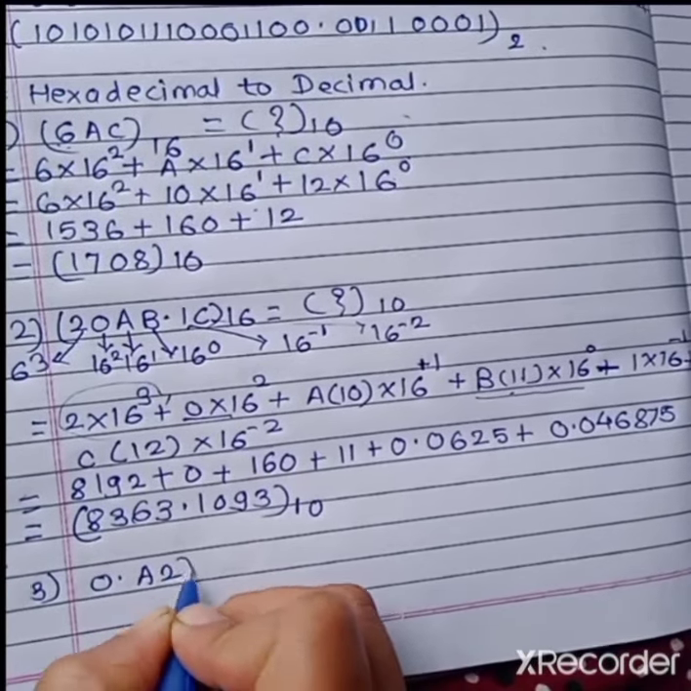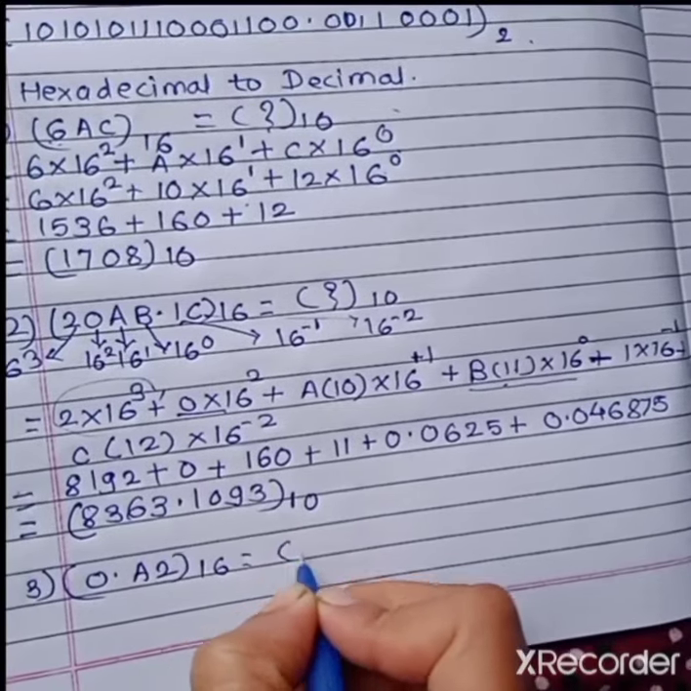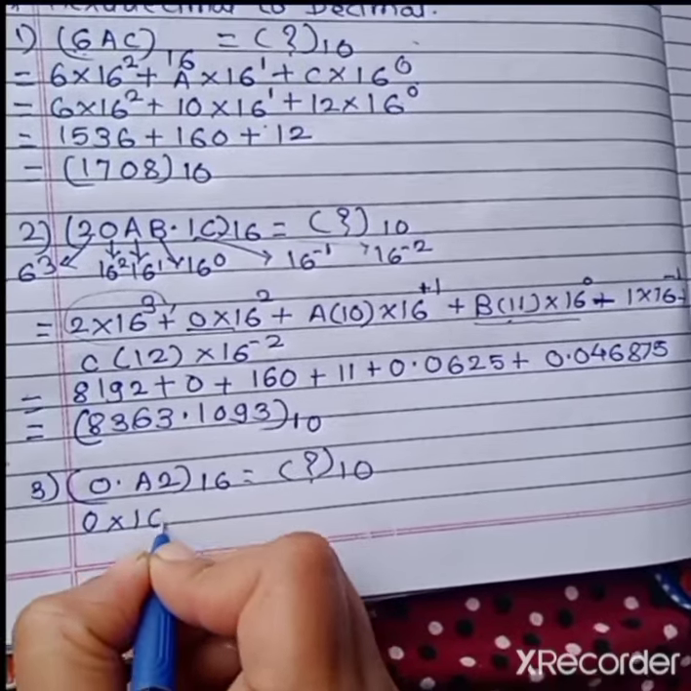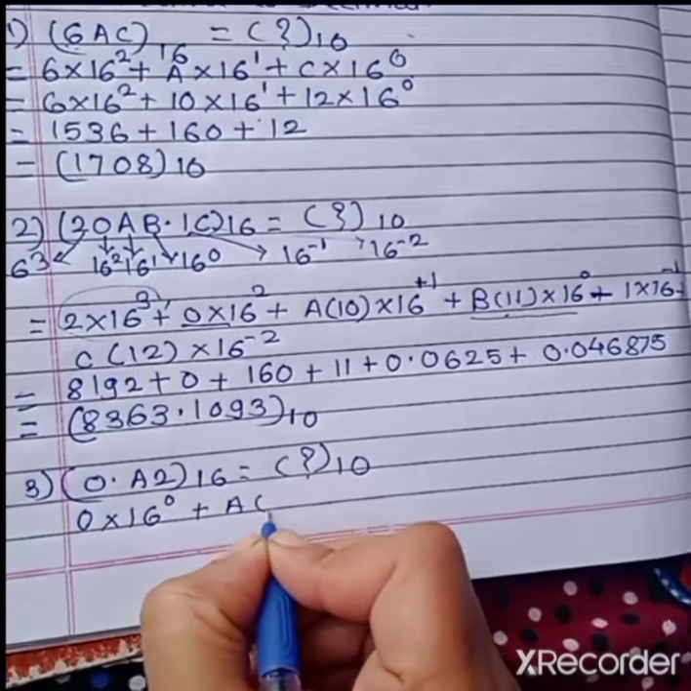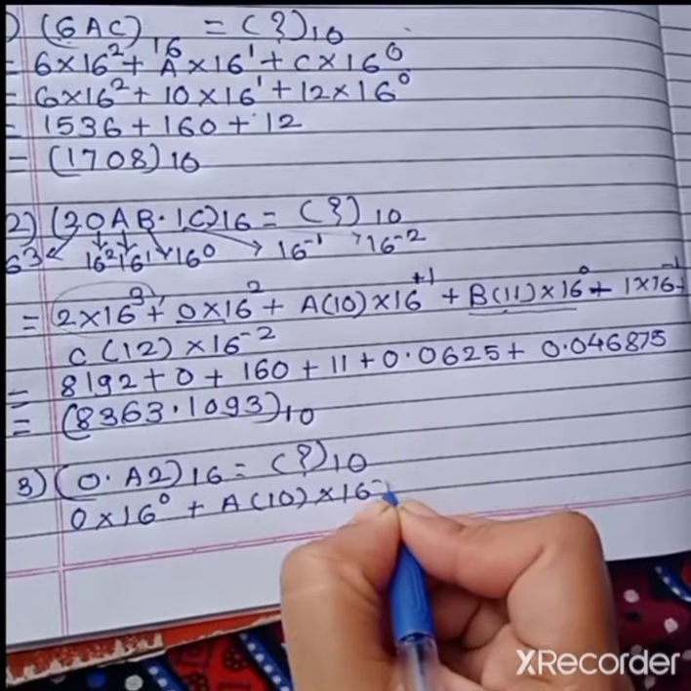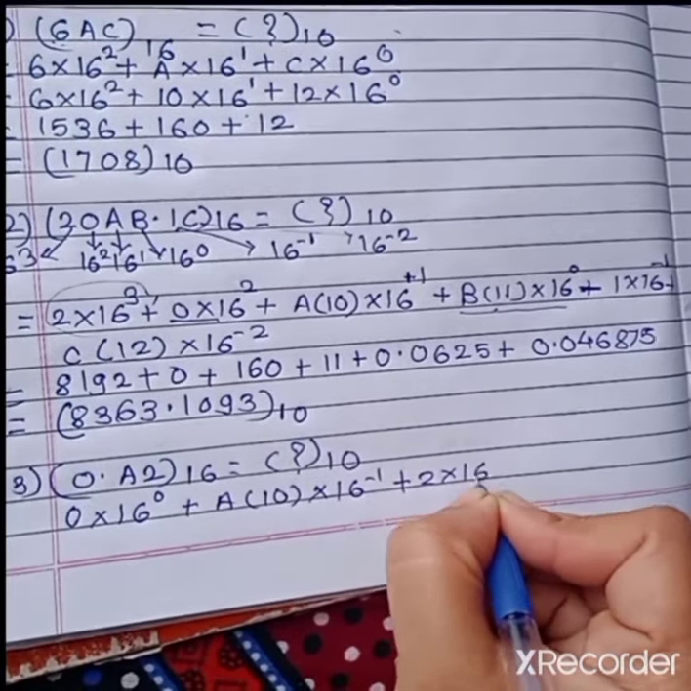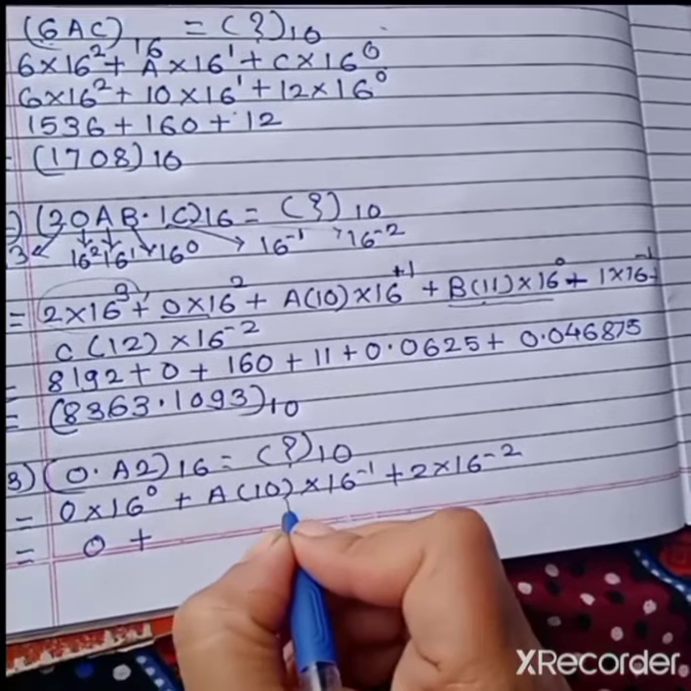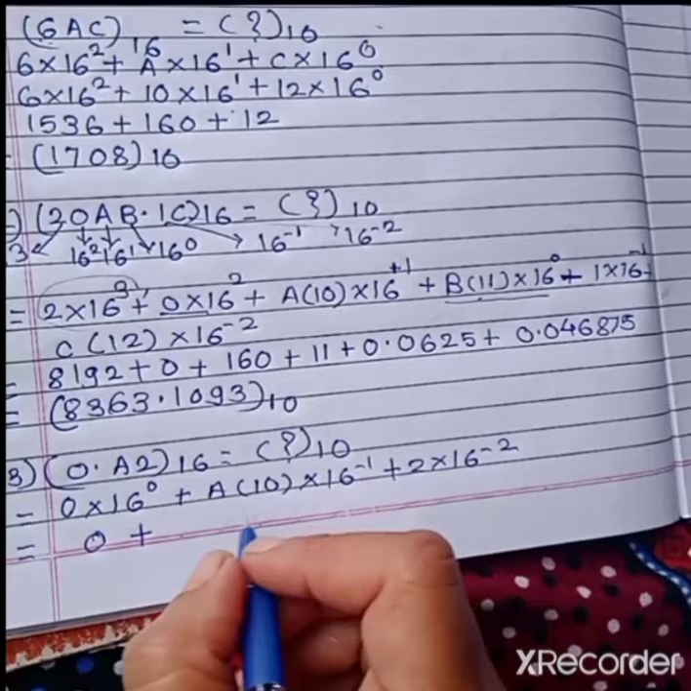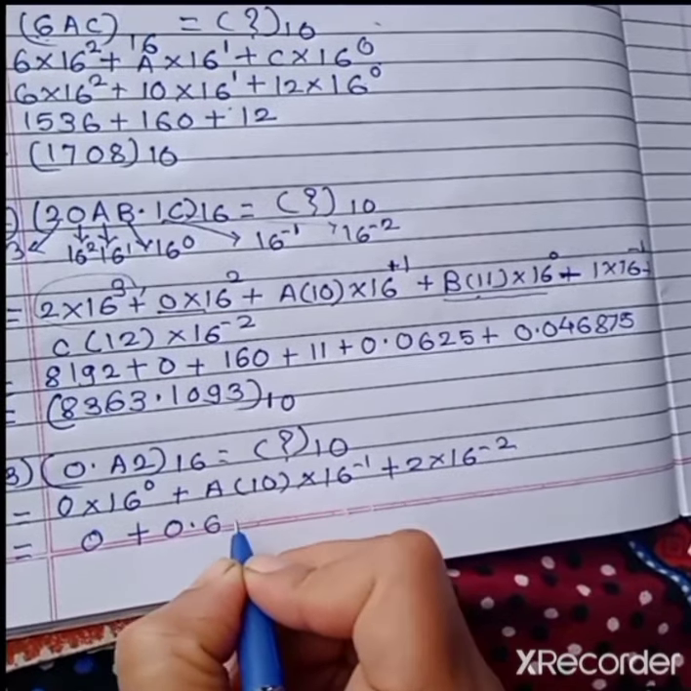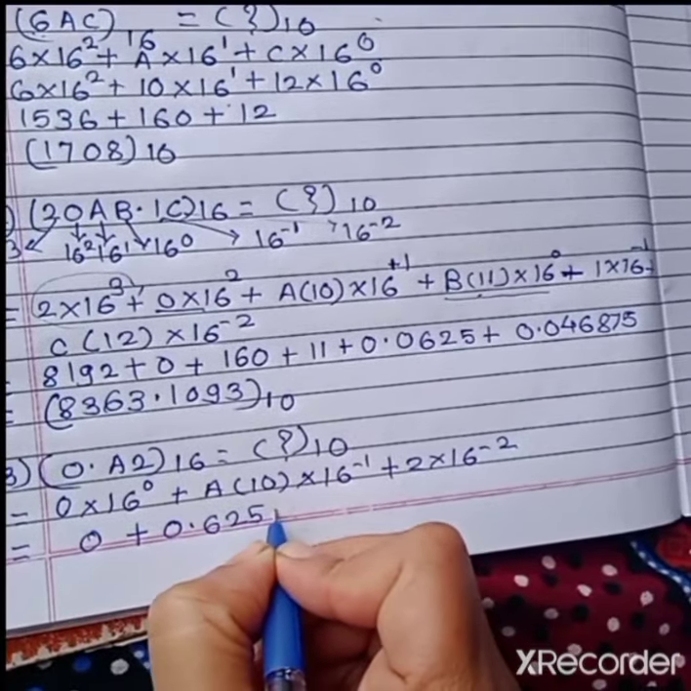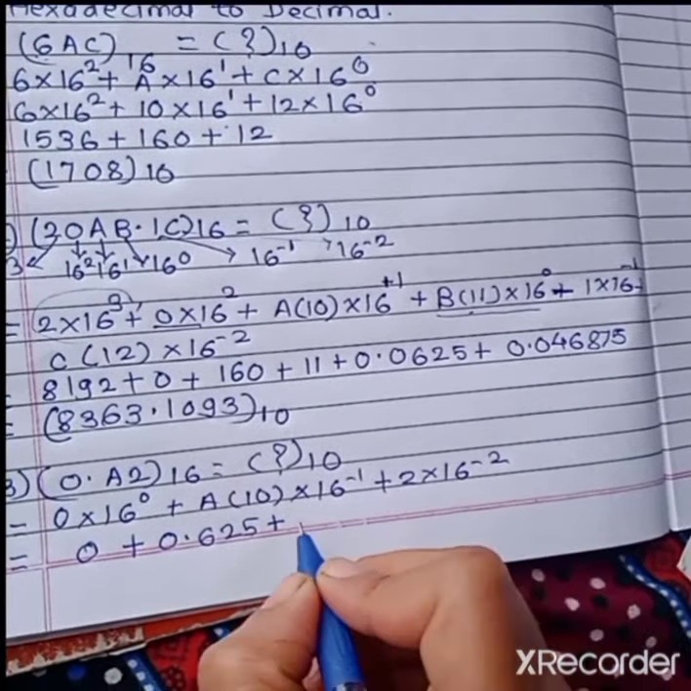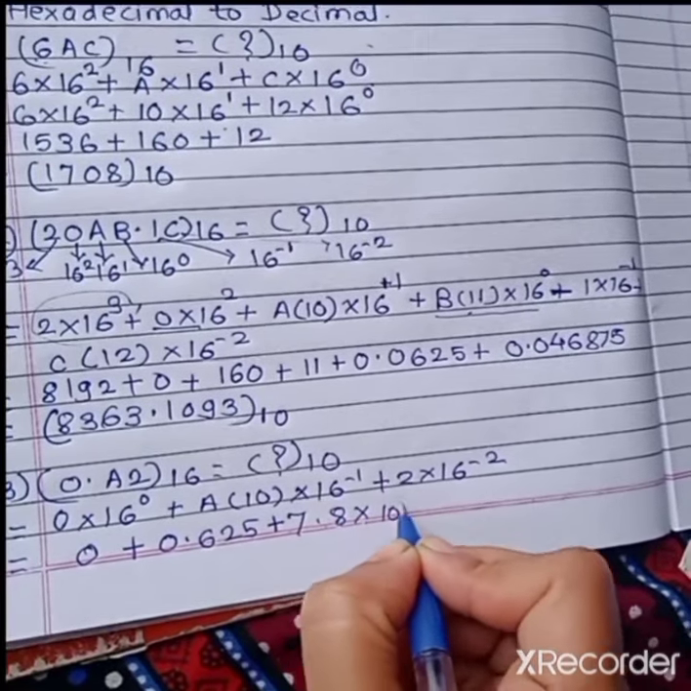0.82 to the base 16. Convert this number into decimal. So 0 means 16 raised to 0, plus A means 10 into 16 raised to minus 1, plus 2 into 16 raised to minus 2. So here 0 will appear. Now 10 into 16 raised to minus 1 is 0.625, plus 2 into 16 raised to minus 2 is 7.8 into 10 raised to minus 3.